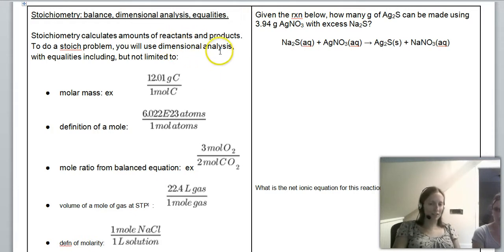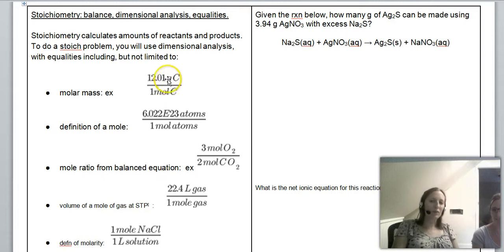Dimensional analysis is the name of the math that you use to do stoichiometry, and there's several things you need to remember about dimensional analysis. One is that your units are very crucial, which means that if you start writing a bunch of numbers with no units, you will get lost. I demand complete units, and you will lose points if you do not put them.